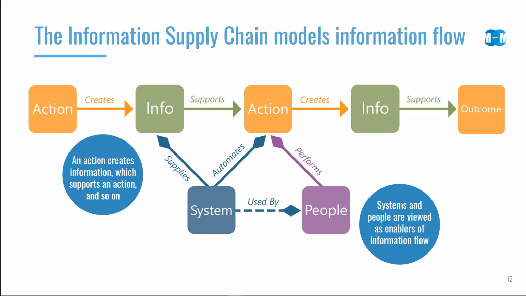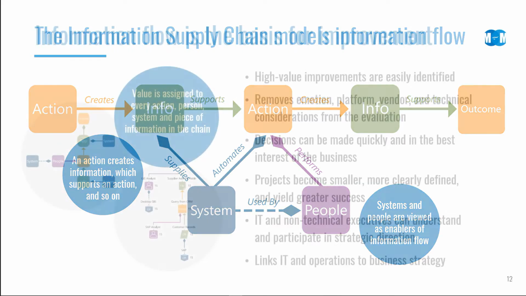Now we're going to see this model throughout the rest of this presentation, so let's make sure that you grasp it here. An action creates information, which supports another action, which creates more information, and supports, finally, an outcome. Systems either store or supply information. They can also automate actions, and people can use systems to perform actions, or people can perform actions directly. This, in a nutshell, is the language of Link.